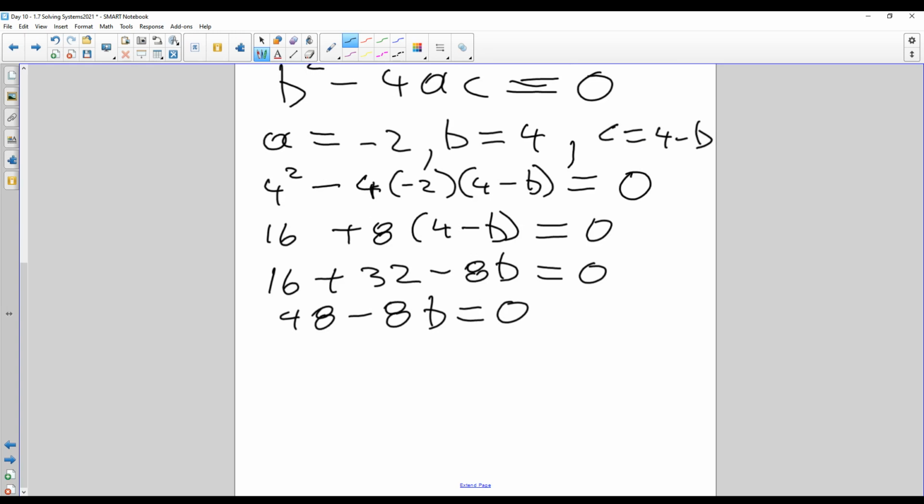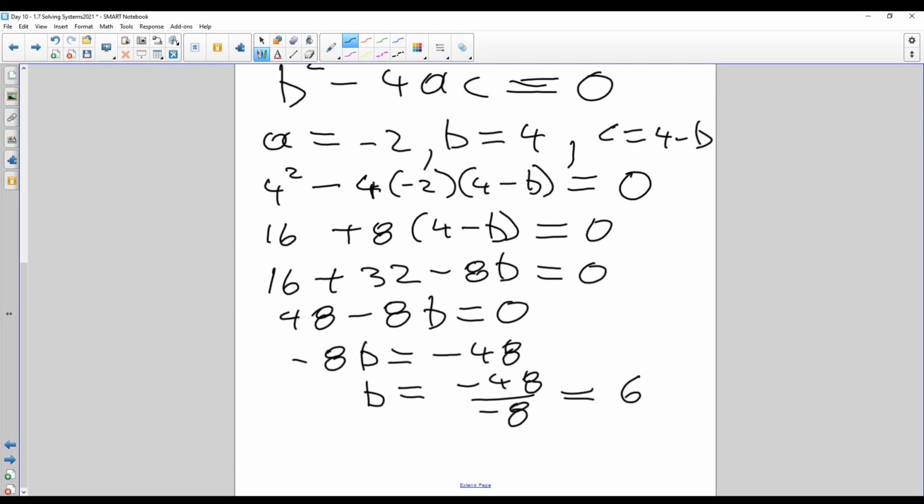And of course, what I'm going to do is take that minus 8b and put it on the other side, or take the 48 and put it on the other side, either way. So minus 8b equals minus 48. So now we know that b is equal to minus 48 divided by minus 8, which in my world is 6. Am I right?